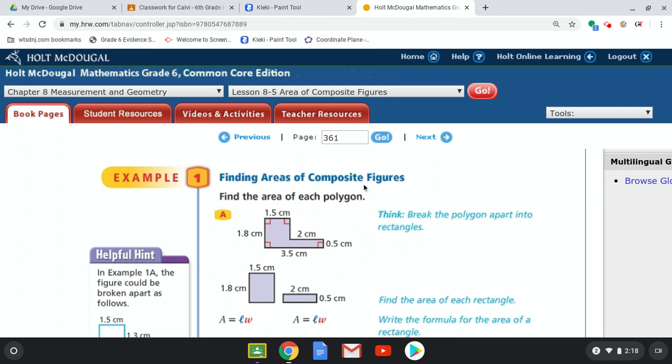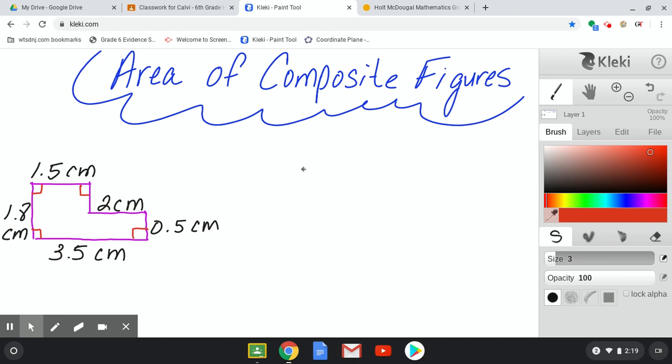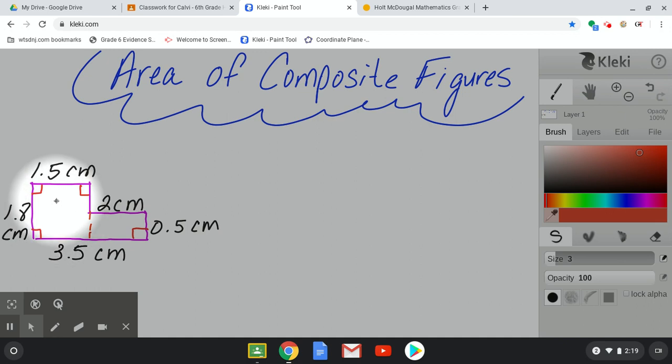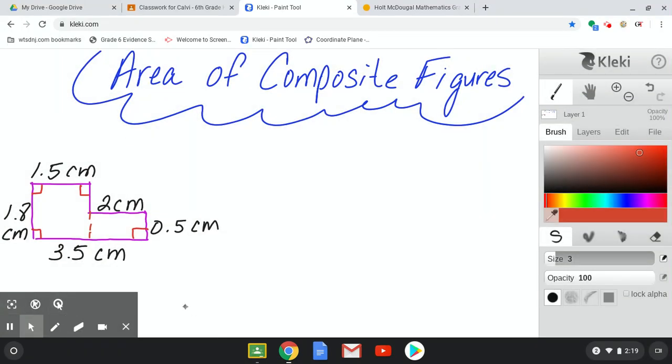Okay, so again, a composite figure is a figure that we don't have a formula for area. We are going to break up the figure into shapes that we know the formula for area. So I replicated this figure over here. You notice that they, as I said, divided this figure here and they made two separate rectangles. So now all we need to do is find the area of this rectangle here. We're going to find the area of this one first, then we will find the area of this rectangle, and then we're going to add the two areas together in order to get the area of the entire figure.